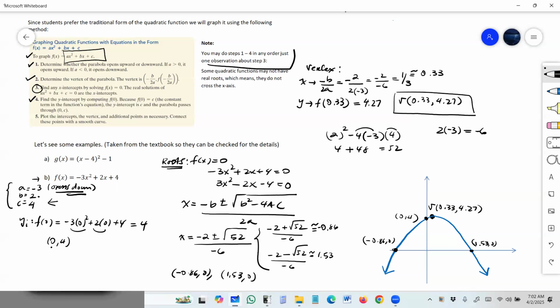If you prefer to use the standard form, you can. So you're going to determine if the parabola opens up or down, you're going to find its vertex. If possible, you find the x-intercepts if they exist, and the y-intercept, and you're going to plot these 4 points. And that's all you need to do for graphing the parabola using the traditional format of the function.